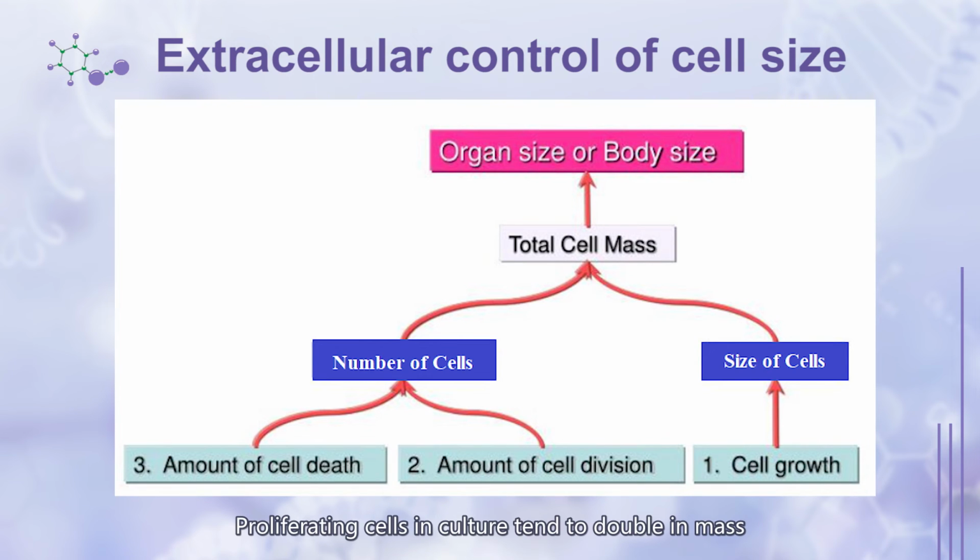Proliferating cells in culture tend to double in mass before each division, but cell size at division is variable and depends on the concentrations of extracellular signal proteins that stimulate cell cycle progression, cell growth, or both. So, cell growth determines cell size, while cell division and cell death decide cell number, which together suggest the total cell mass and thus organ size or body size.